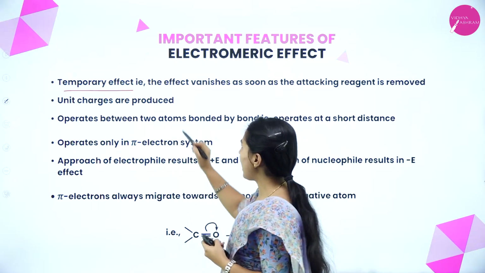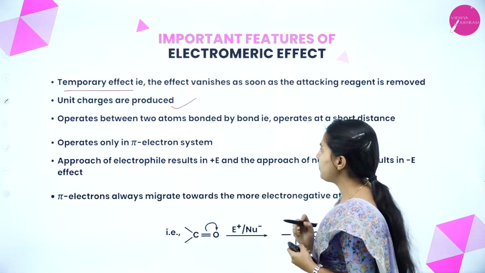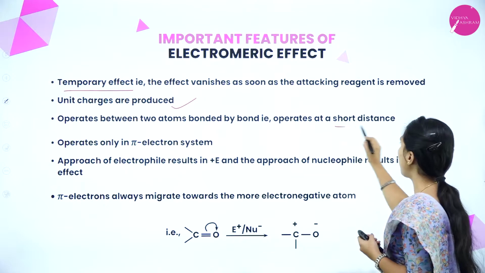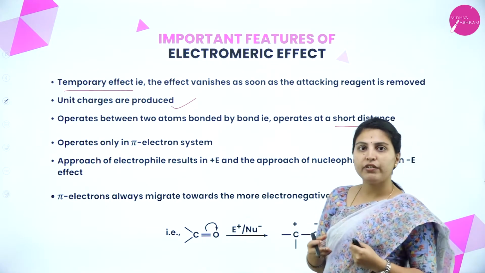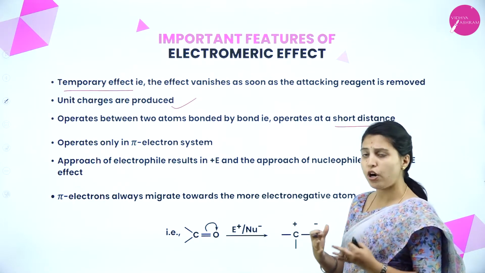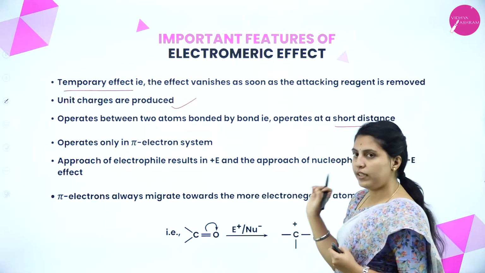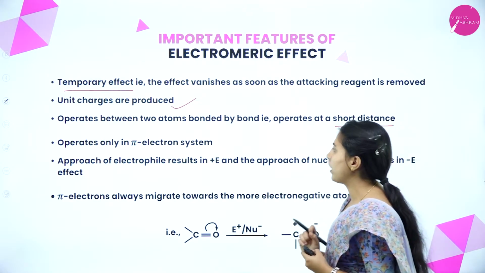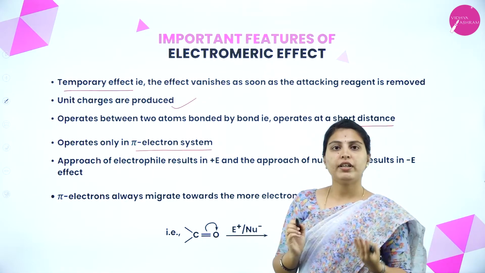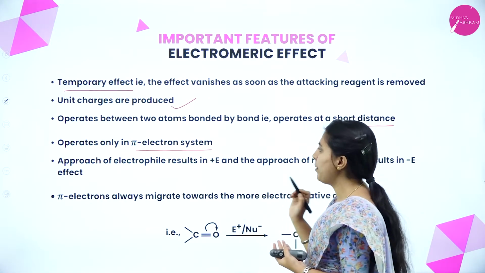And unit charges are produced. It operates between two atoms bonded by a bond, that is, it operates at a short distance. In the inductive effect, it happens till the third carbon, but here, within a short distance, it happens between the two bonded atoms. Then only this effect will work. It operates only in a pi electron system. A pi electron system is wherever a double bond is present, meaning an unsaturated system is present.